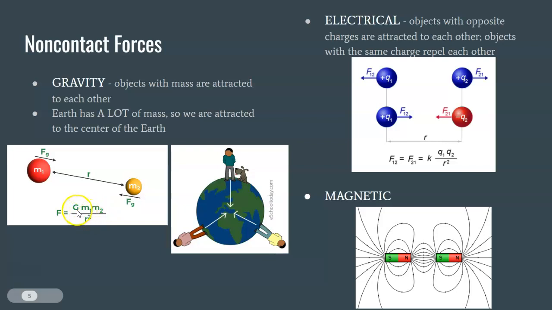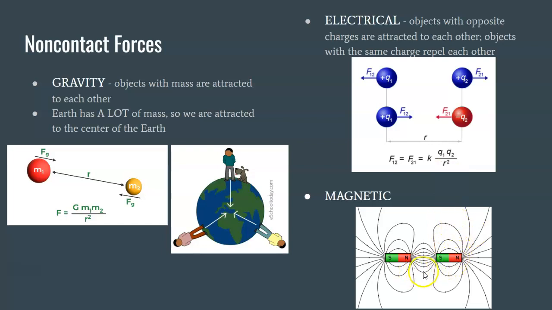One thing I want to point out real quick is notice how similar this equation is to the gravity equation. There's some kind of constant in the front, there are two similar objects, and then in the denominator we have how far apart the objects are. So two very similar equations, but two very different forces. And then the last one is the magnetic force.